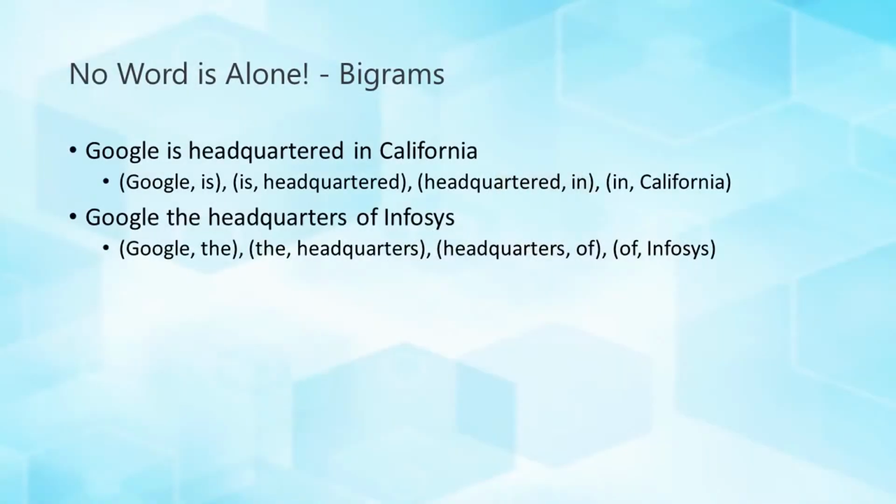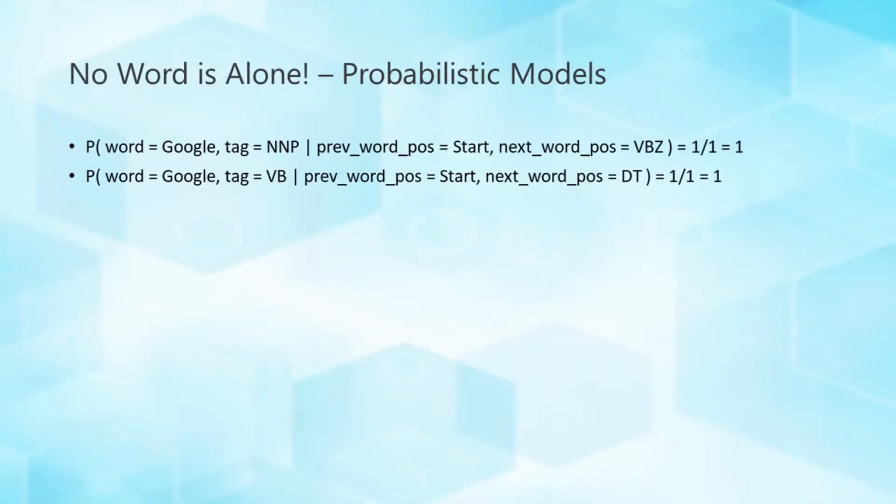Let's now identify pairs of words in the sentence. A pair of words can be referred to as bigrams. Now, we can build a probabilistic model to predict the POS of Google based on its neighboring words. This is just an illustration of how we can create a model. The actual model, of course, would do this over millions of lines of text and be as general as possible.